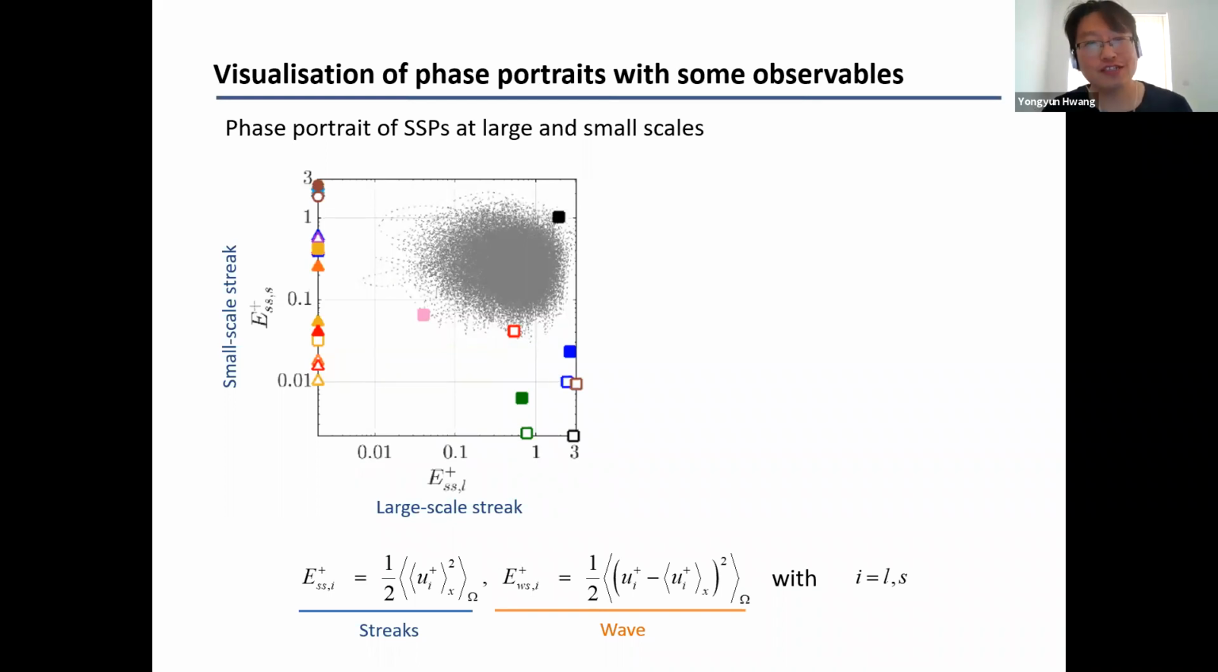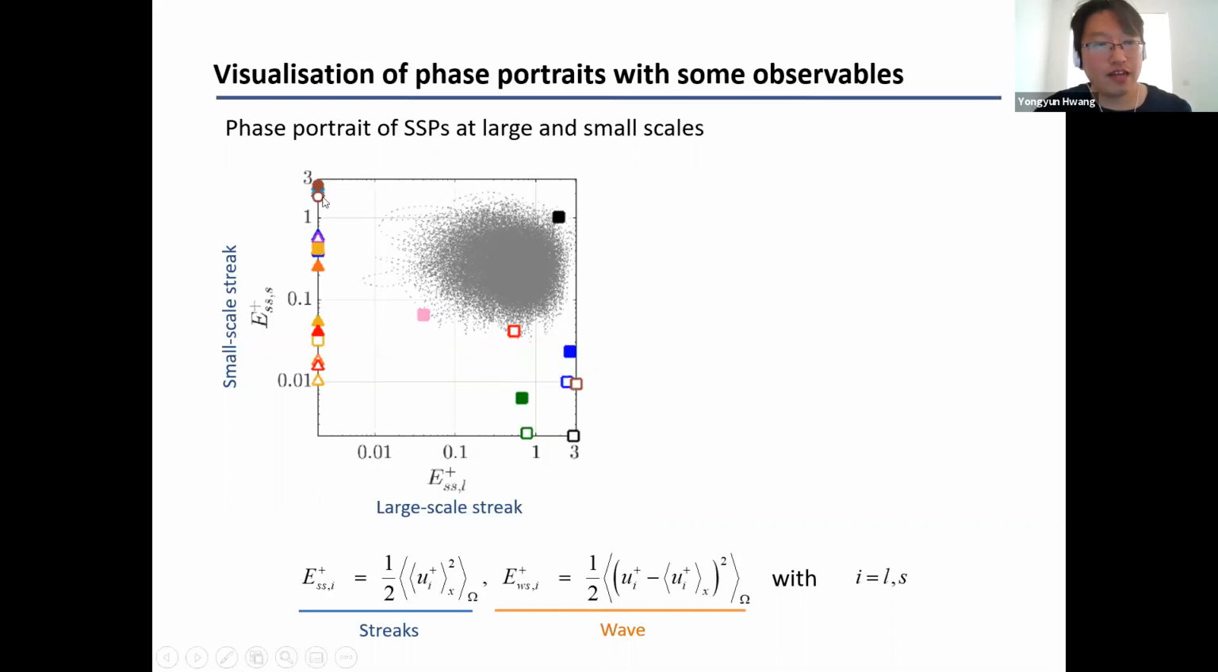We plotted the state space. We vaguely defined the amplitude of large scale streaks, which is defined here. It's just the energy of the streamwise velocity component, and this is for small scale streaks. What you see here is that we have lots of dots. These all indicate the exact coherent states in this phase portrait, and this gray cloud is the turbulent trajectory. Patrick ran a very, very long simulation, so we have a very dark cloud of turbulence here.